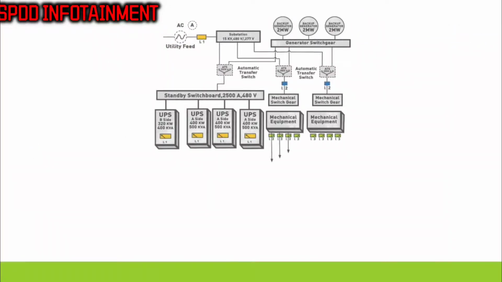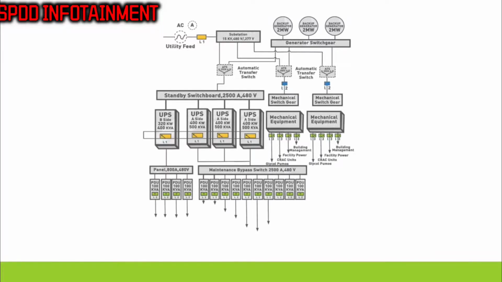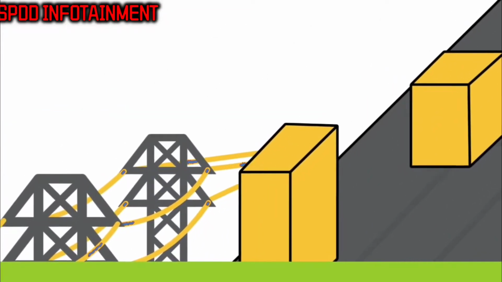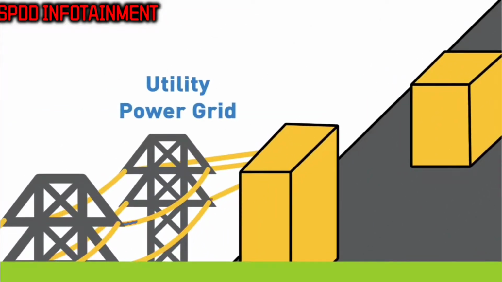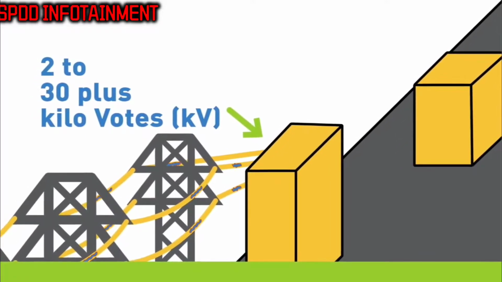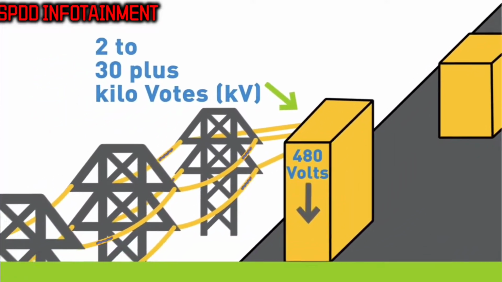This seemingly complicated chart is actually a simplified view of what many data center schematics look like. Let's zoom in on this and take it piece by piece. We'll start with the utility feed. Power coming from the utility distribution substation can range from 2 to 30 plus kilovolts. Since the power entering the building is generally 480 volts, there has to be a transformer that can reduce the voltage down to 480 volts.